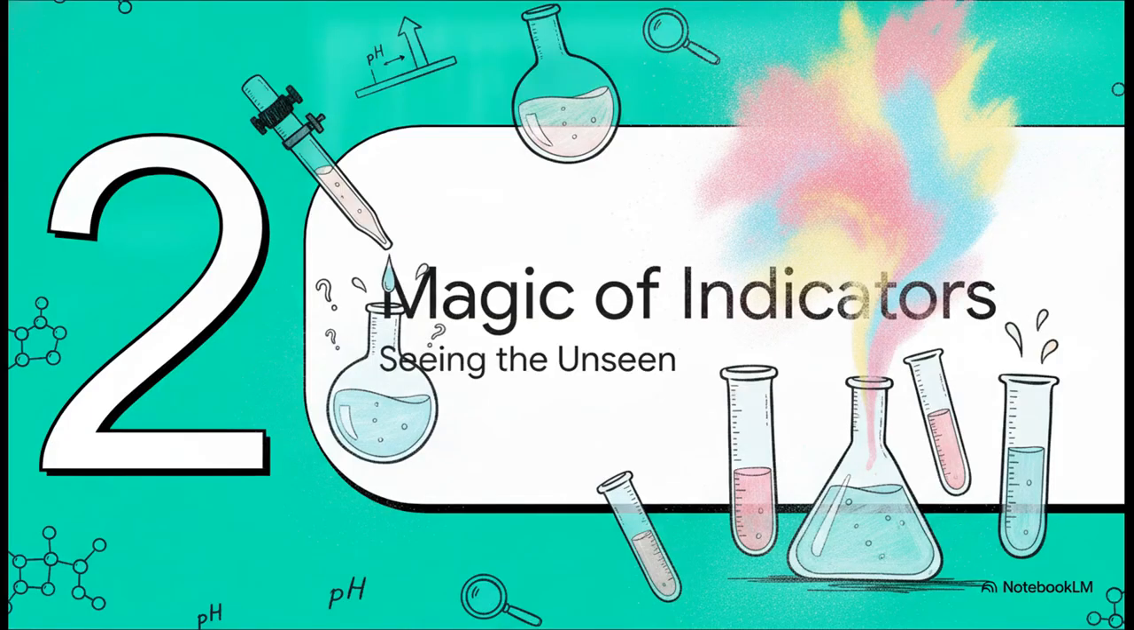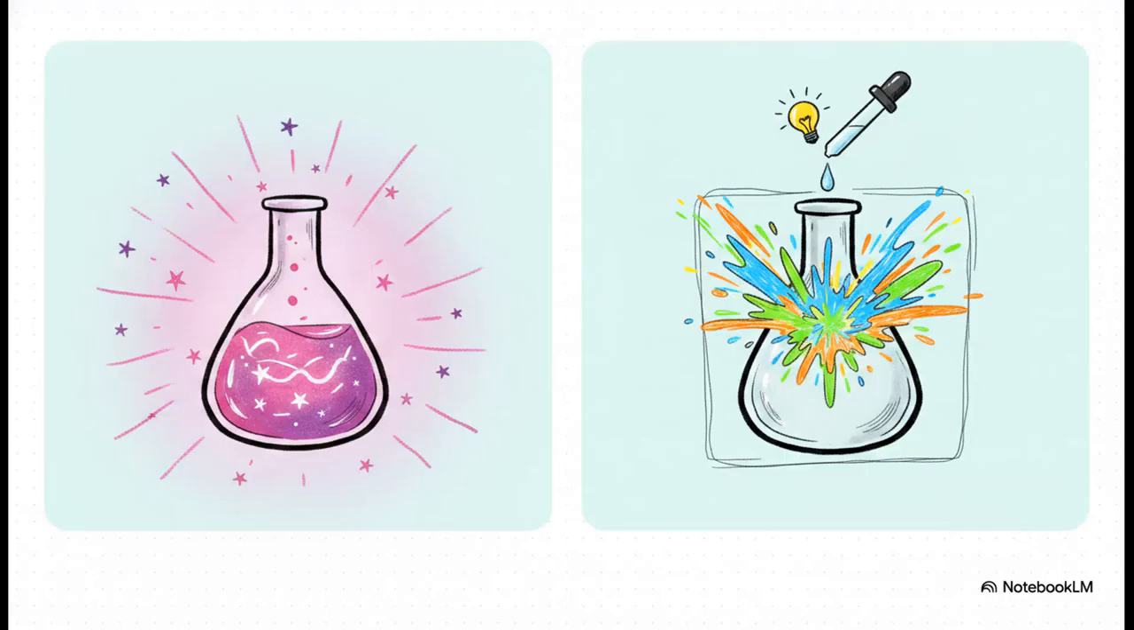Part 2. The magic of indicators. This brings us to a rather obvious hurdle. How on earth do we actually see that exact equivalence point when both liquids might look like clear water? Well, chemistry gives us 2 distinct ways to solve this.